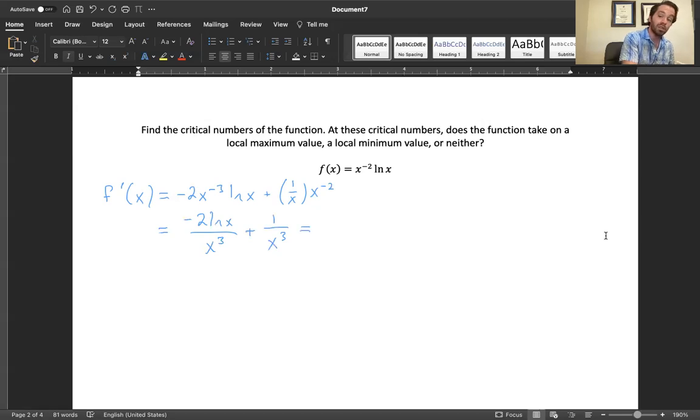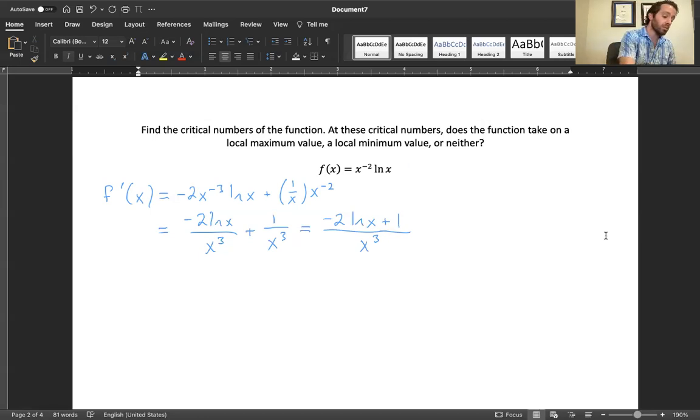Notice how these both have an x to the 3rd in the bottom. So this is -2 ln x plus 1 over x cubed. Now you got to pay attention to the fact that a derivative of a function cannot have a domain that's larger than the original domain of the function.